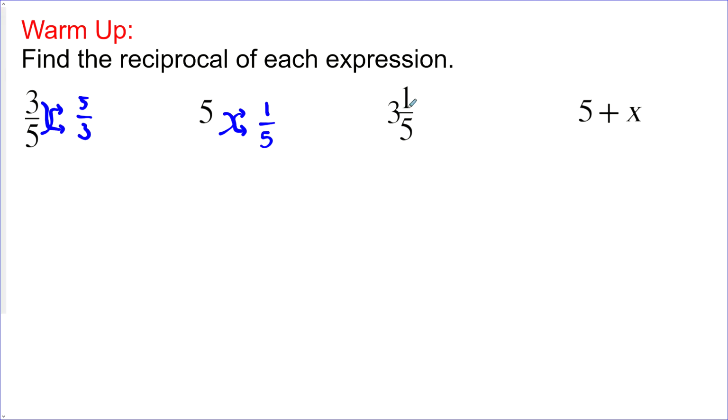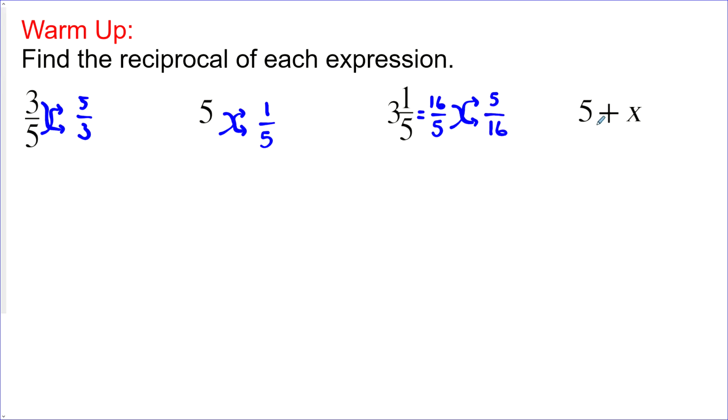Careful with something like this. We have to take the reciprocal of the whole thing together, and so as a mixed fraction, that's going to be difficult. So let's change this one first. So this would be equivalent to 16 over 5. And now we can easily take the reciprocal of this and get 5 over 16.